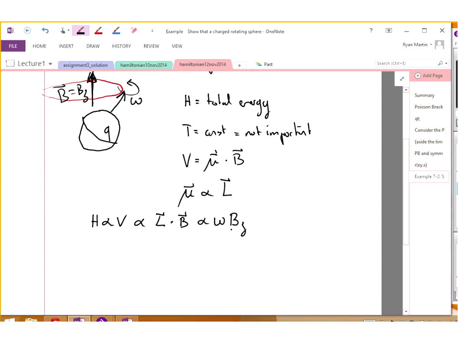All right, so let's just leave it like that. So I do the dot product. The B is only in the z direction, so the dot product selects out the z component of everything. And the magnetic moment is proportional to L, which is proportional to omega, and so the Hamiltonian is proportional to omega times Bz.